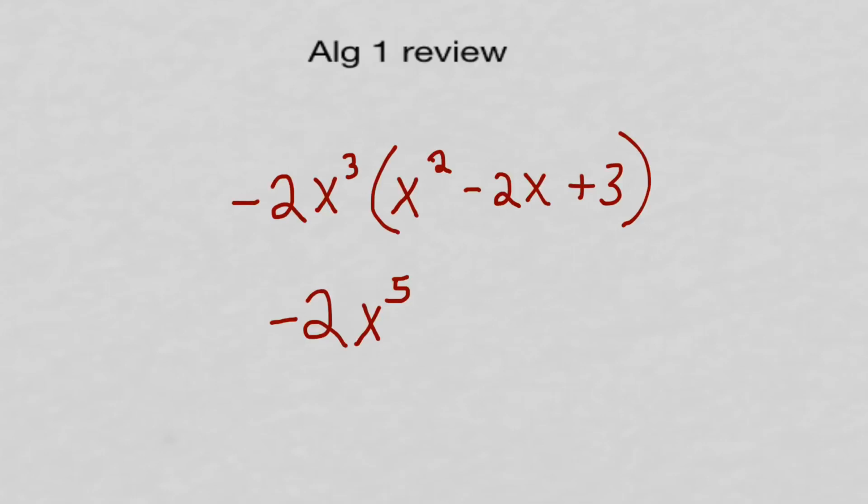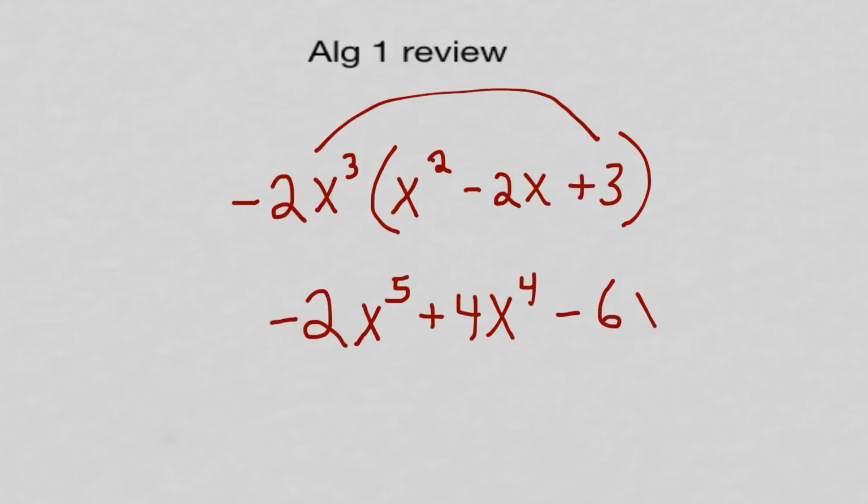All right, doing my second term. Negative 2x cubed times negative 2x. Negative times a negative, it's going to be a positive. 2 times 2 is 4. X cubed times x. Remember, you add the exponents. It's going to be x to the fourth. Final one, negative 2x cubed times 3. So negative times a positive, it's going to be negative. All right, it's going to be 6x cubed.